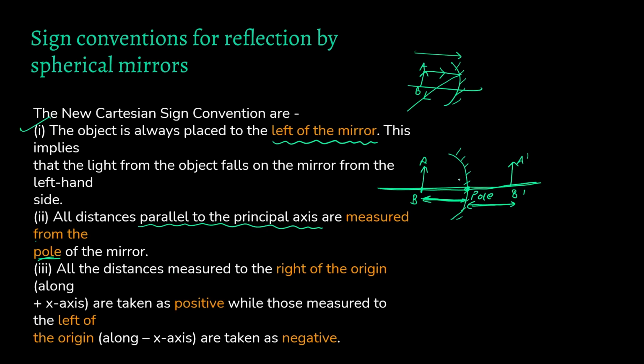The second thing is, and it says right here, all distances measured to the right of the origin are positive and to the left side of the origin, or the pole, are negative. Same thing that I told you, like a number line. I'm just adding one more point.